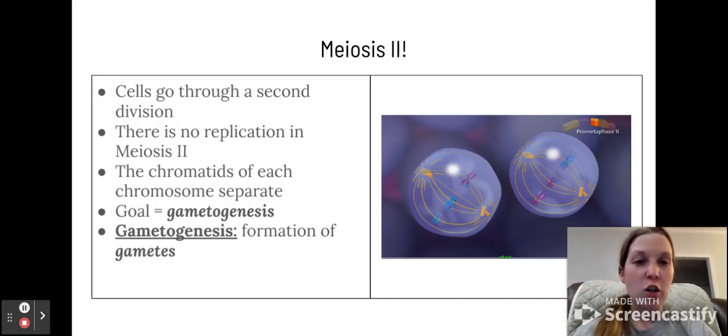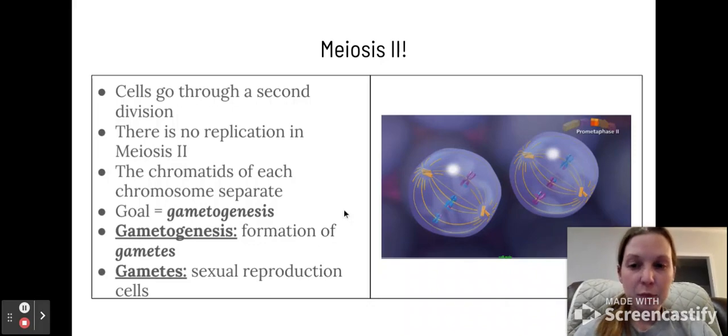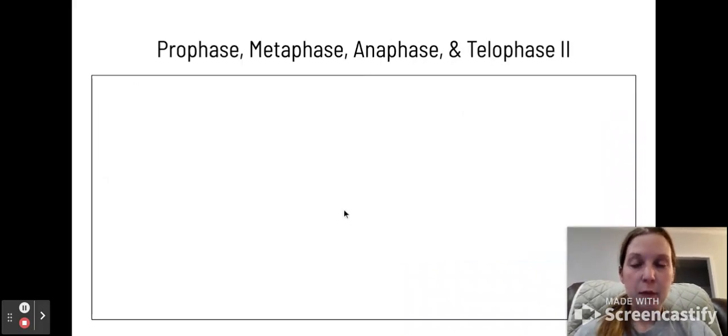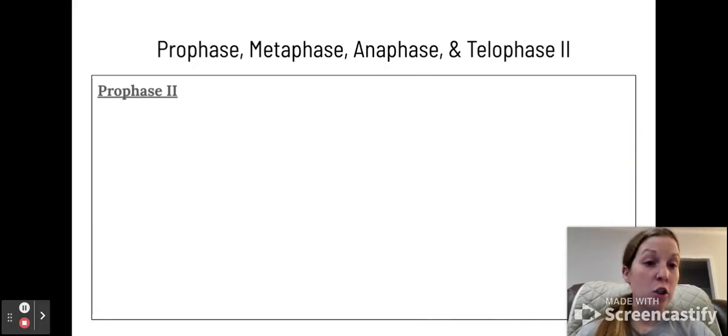And this is the formation of your gametes. So this is the formation of the 23 chromosomes versus the 46. And then the gametes, again, remember, are the reproductive cells. So all of these also have your pro, meta, ana, and telophase, but now they're twos.